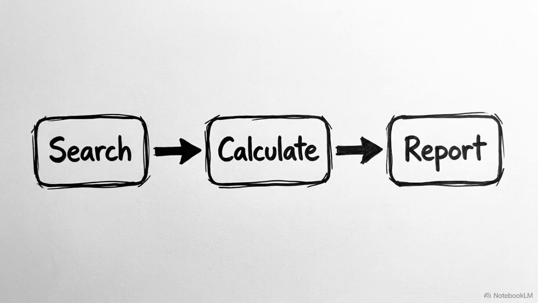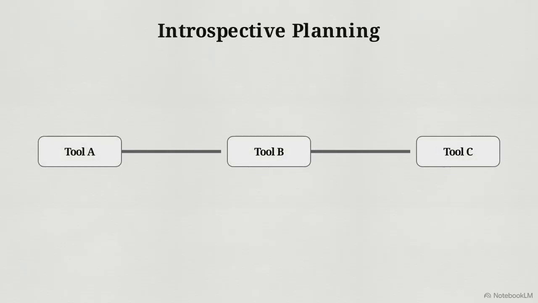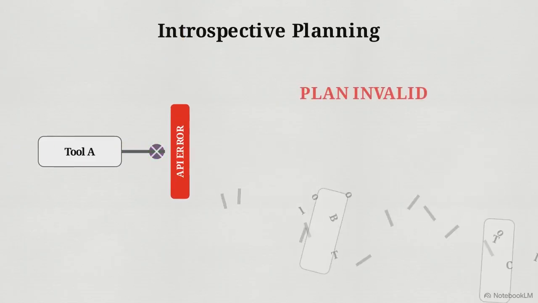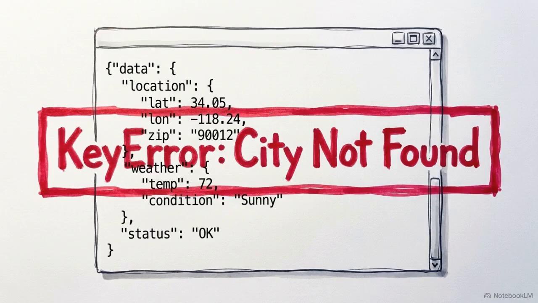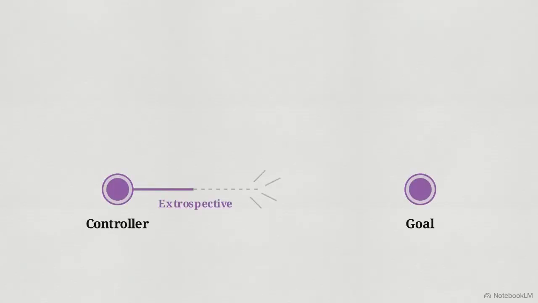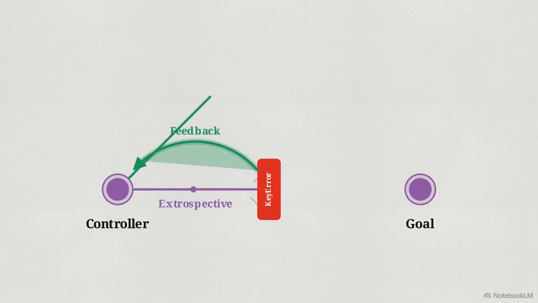Once the agent can call tools, it needs to sequence those actions to solve complex prompts. Early systems used introspective planning, generating the entire plan up front. This approach is fragile. If the agent encounters an error, the pre-computed plan becomes invalid. Imagine an agent calls a weather API that throws a key error because it doesn't recognize a city name. Modern systems use extrospective planning, acting incrementally and reading feedback. By reasoning step by step, the model dynamically replans around the failure, bypassing the error with a fallback loop.